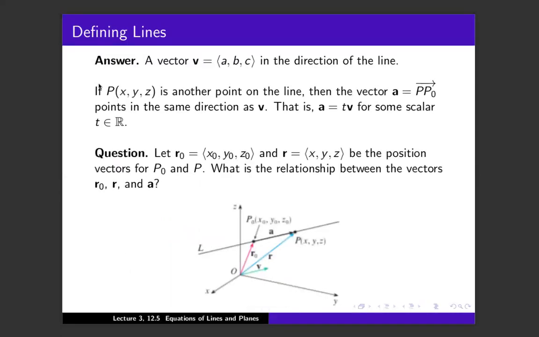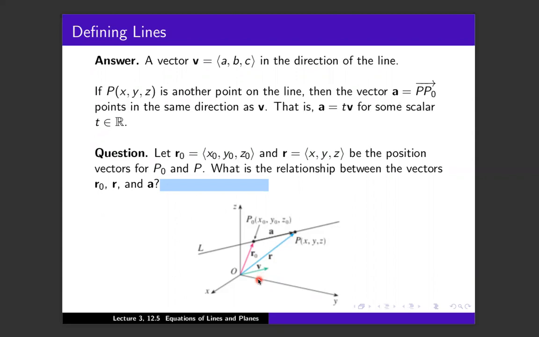So if you've got another point on the line, then a vector going from P naught to P, we're going to call that vector A. That vector is going in the same direction as this vector V. This vector V down here is the same V that we had before. That's a vector that's going in the same direction as the line.